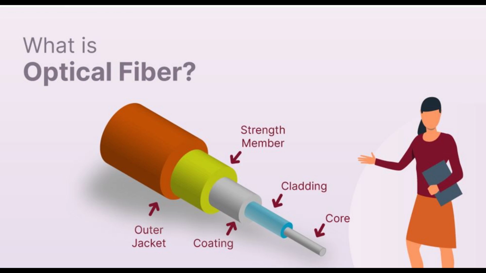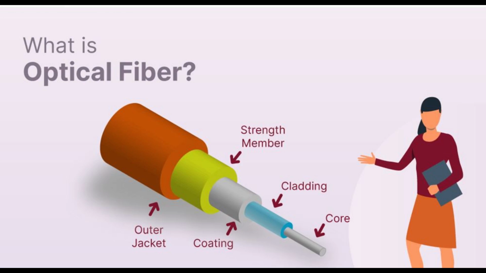1. Fiber optic cables. Fiber optic cables are the backbone of fiber optic internet. They are thin, flexible cables made of glass or plastic that transmit data using light signals. Fiber optic cables are capable of transmitting data at high speeds and over long distances, making them ideal for internet connections.